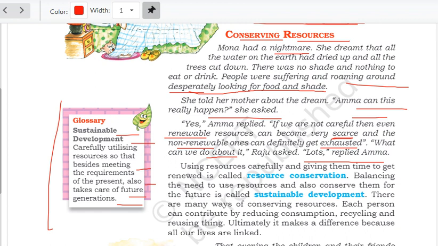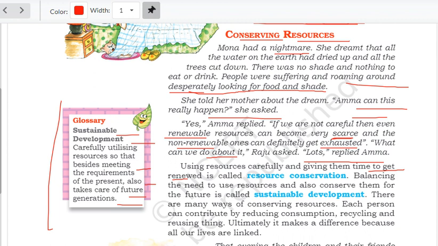Using resources carefully and giving them time to get renewed is called resource conservation. What is resource conservation? Using them carefully and giving them time to get renewed. We give them sufficient time to get renewed.